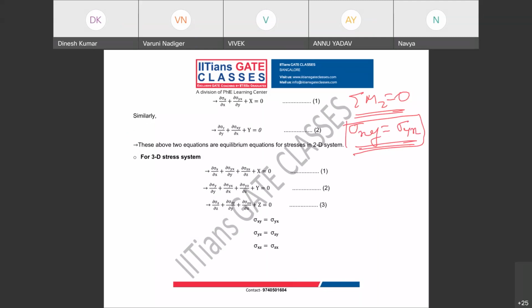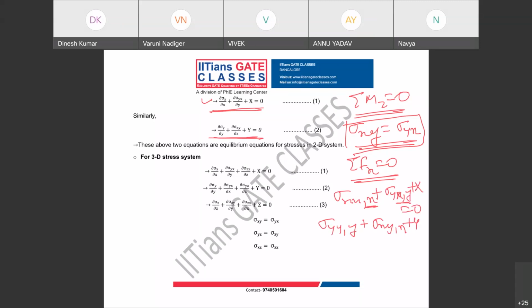Now you have another two equilibrium equations. Sigma Fx equal to 0. From that, I will have this equation. This is known as your equilibrium equation in x direction for 2D. It is sigma xx comma x plus sigma yx comma y plus capital X equal to 0. Comma means it is derivative form. Same way, you have another equilibrium equation, which is sigma yy comma y plus sigma xy comma x plus capital Y equal to 0.